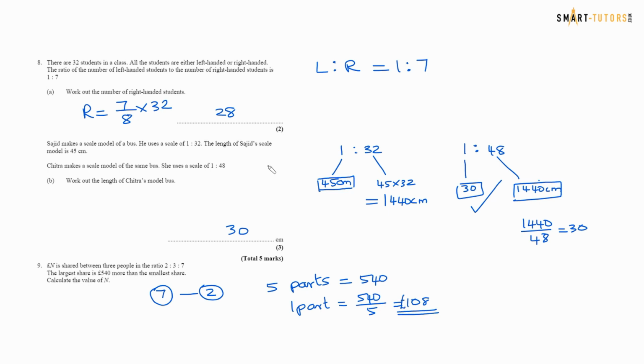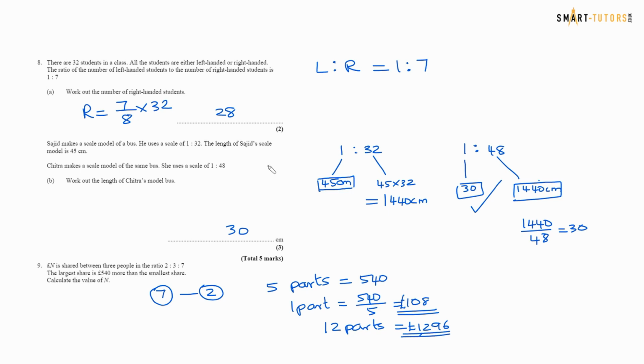So calculate the value of N. So what is the total amount they are asking? Total amount is altogether 7 plus 3 is 10, 10 plus 2 is 12 parts. So 12 parts is going to be 12 times 8 is 96, 12 times 1 is 12, so 1296 pounds is the answer for the question number 9.